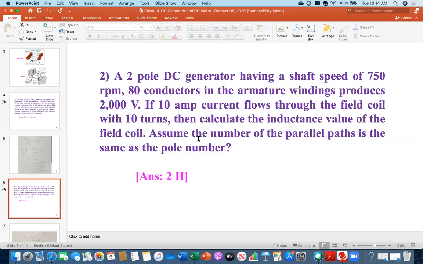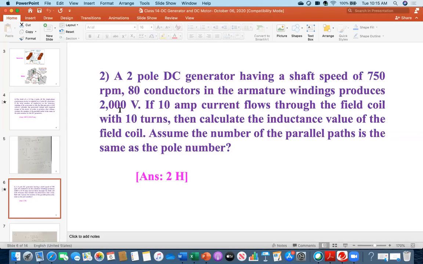So you see, read the first sentence once again. For the DC generator, pole number is given. The shaft speed is given. Total conductor Z is given. And even the voltage produced itself is given.